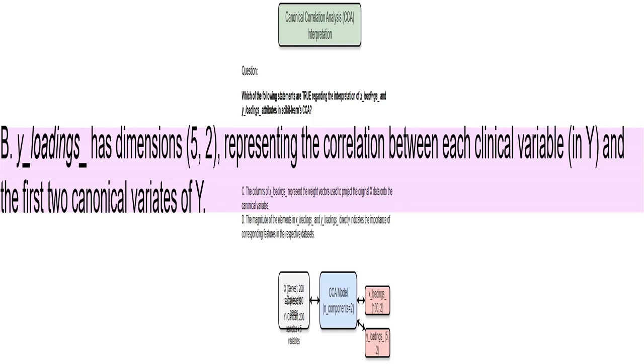Option C describes the columns of XLOADINGs as weight vectors for projecting the original gene expression data, X, onto the canonical variates. This is a core concept of CCA. The XLOADINGs give the weights for each gene to create the canonical variates. Let's check if this is consistent with the other information in CCA principles.